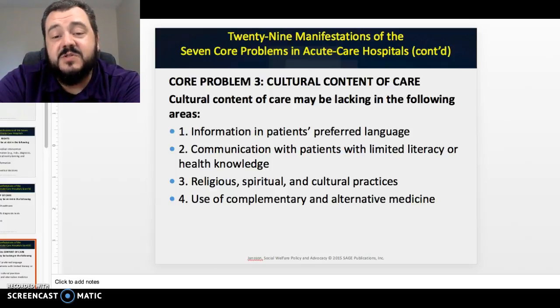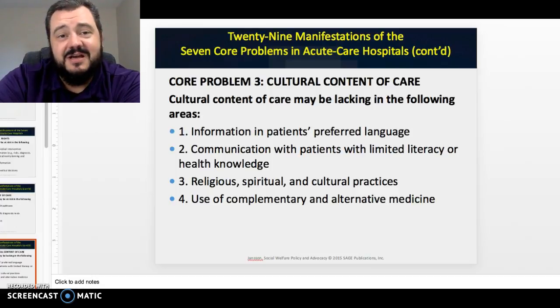Another thing that goes along with preferred language is, are patients using their children as interpreters? You'd be surprised at how often that happens. That is terrible, terrible practice, though.